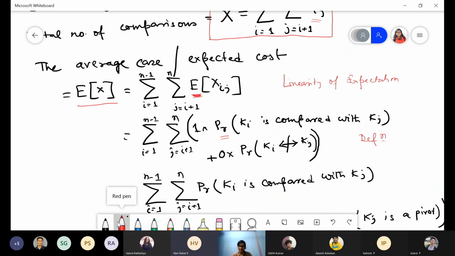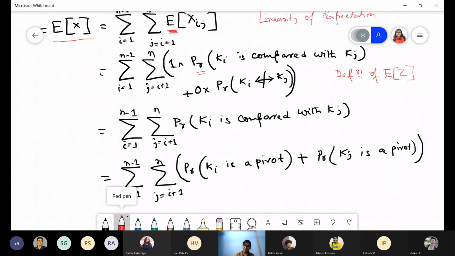So this comes from the definition of expectation, E of Z, say for any random variable Z. Now the zero part we can directly remove. What is PR? PR is probability. PR implies probability. We normally represent probability using PR. Just like this is power set: if I say P of X, this means the power set of X.